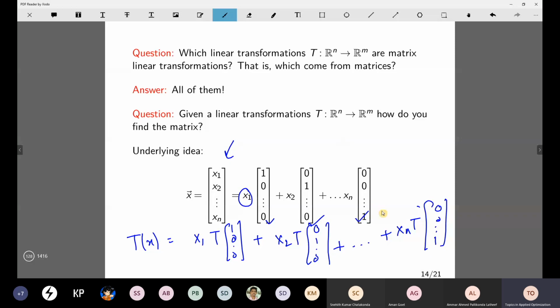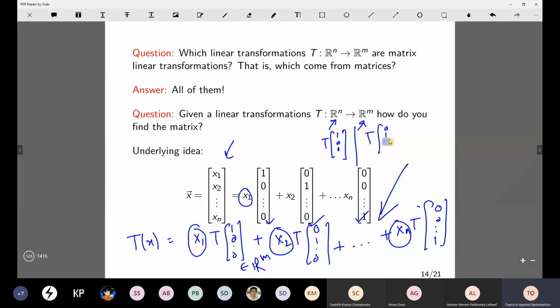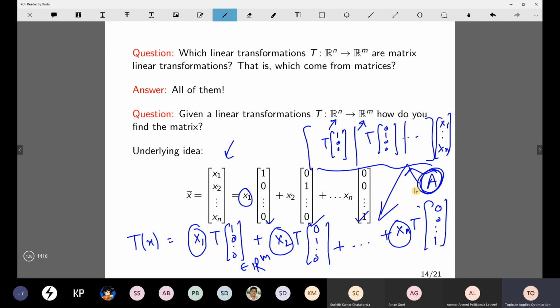So I know that I can write this in matrix form, because this is a linear combination of the vectors, right? These vectors are in Rm because T of some vector is going into Rm. So it is now easy for me to see that I can write this in a matrix vector form. What I will do is stack T of (1 0 0) vector, and then stack T of (0 1 0) vector, and so on. I keep stacking, and then I collect x1, x2, ..., xn here. So this is the matrix that you are looking for, A. Okay, so it's very easy, right?